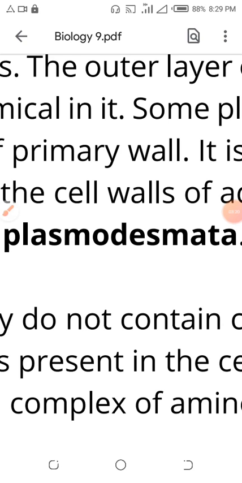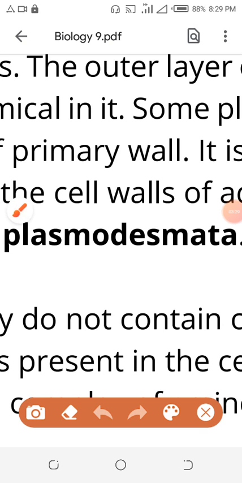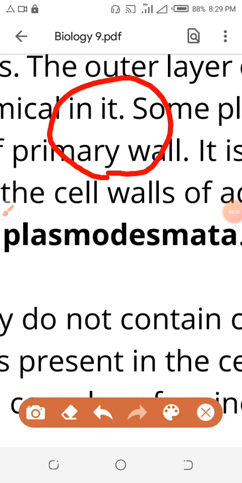So the opening will be in the cell wall. Then things will be transported from one cell to another cell. Otherwise, they will not be able to transport from one cell to another cell. I will draw the two cells once again. Look here. This is one plant cell. So I am drawing the cell wall only.